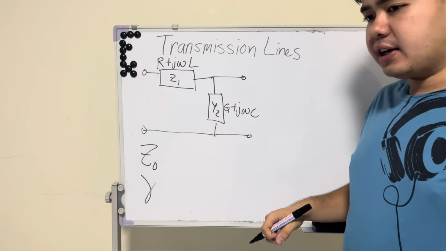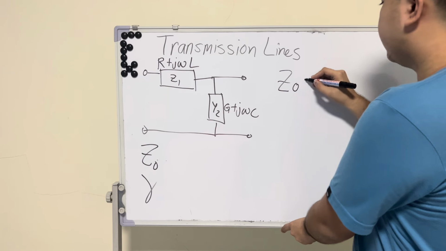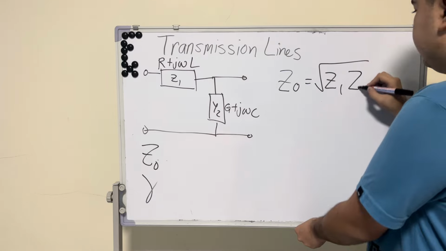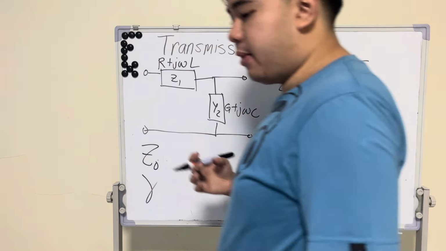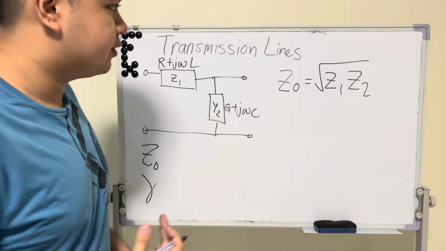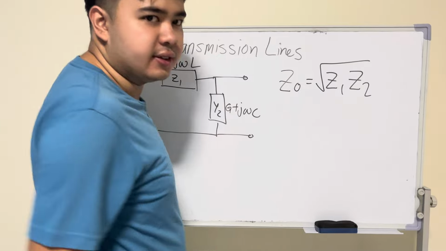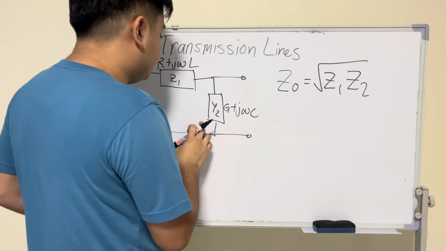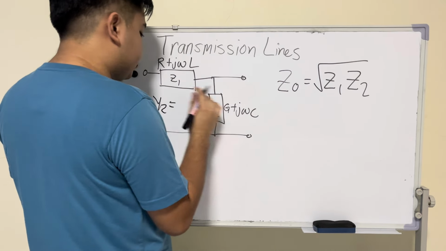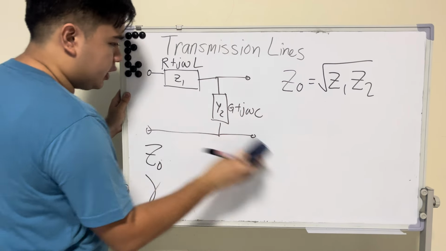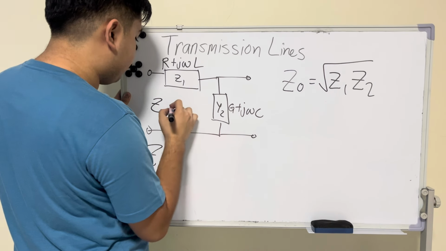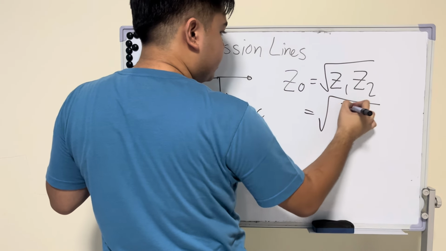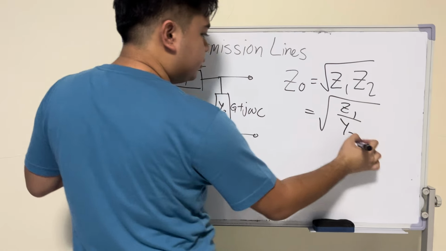So, the characteristic impedance can be described as the geometric mean of both impedances. Alright? The geometric mean is the square root of the first number times the square root of the second number, and that is that. But, instead of Z2, we have Y2. And remember, Z2 equals the reciprocal of Y2. So instead, this is the square root of Z1 over Y2.